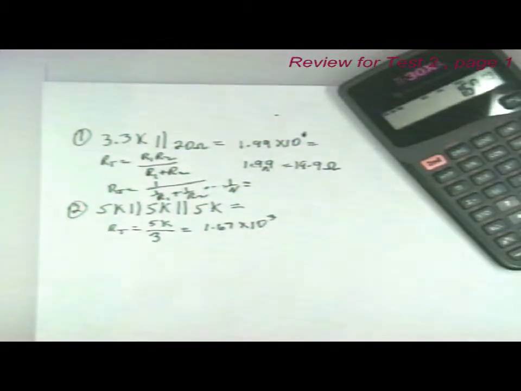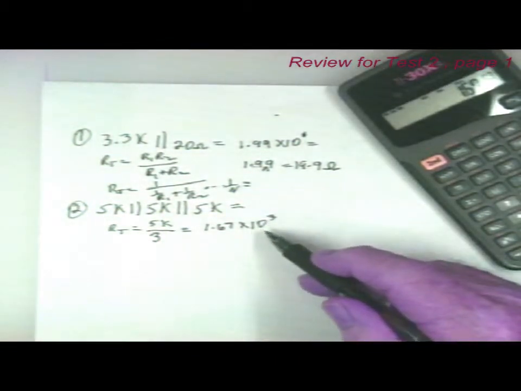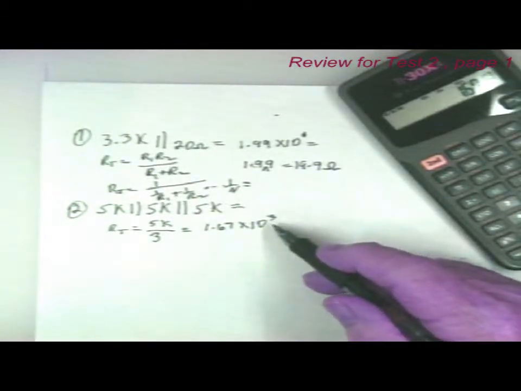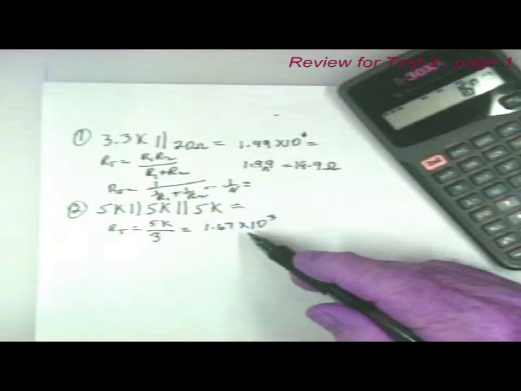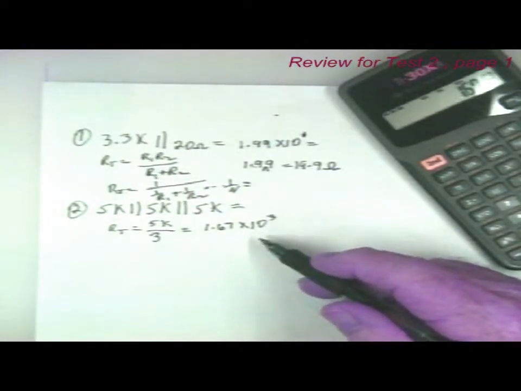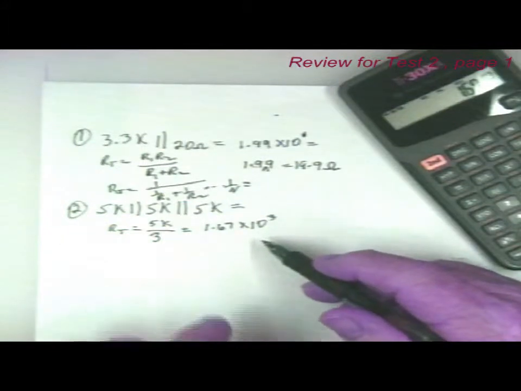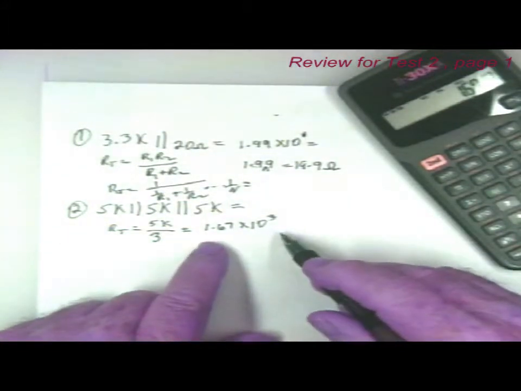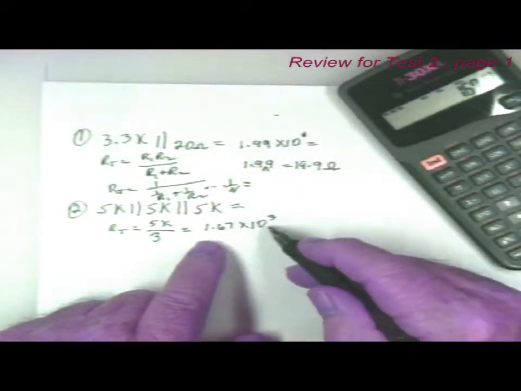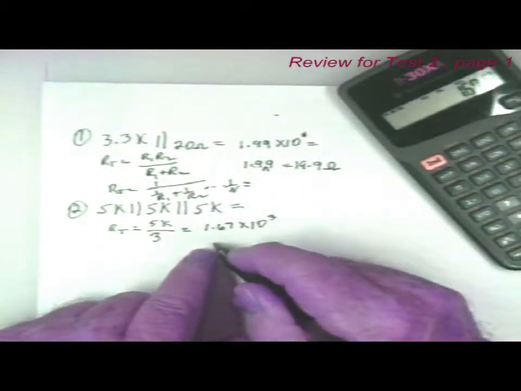Now again, this answer is an answer. As long as you put that in ohms, it would be understood by people who understand electronics. It could be 1.67 times 10 to the third. But that's not acceptable at your level in this class. So we're going to convert that into just straight ohms. We're going to get rid of this 10 to the third. And here's the way we do that.